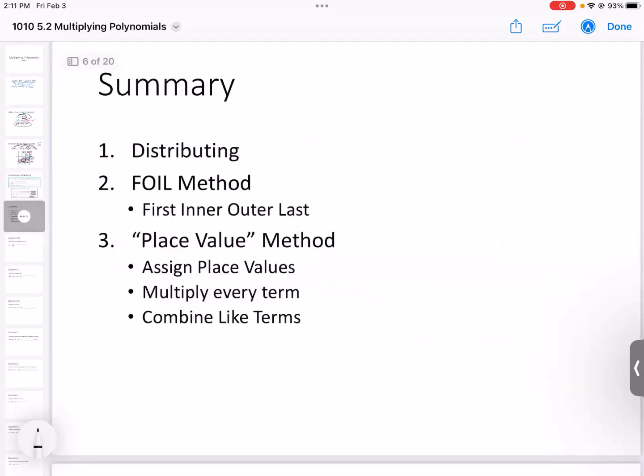So to summarize what we learned, there's 3 different ways that you can think about multiplying polynomials. Sounds like most of you prefer the distributing method. You can also do the place value method if you like that. And then the FOIL method, I would say it's the least useful because it only works if you have a binomial times a binomial. But if you have trinomials or monomials, you can't use this method. And so I would recommend choosing one of these 2 when you're multiplying them.